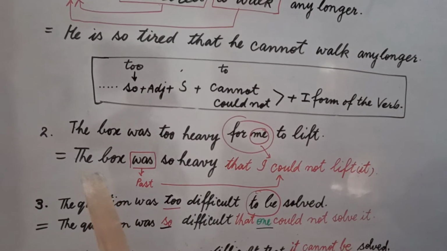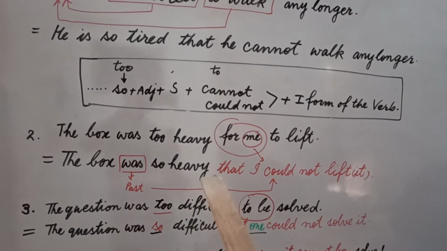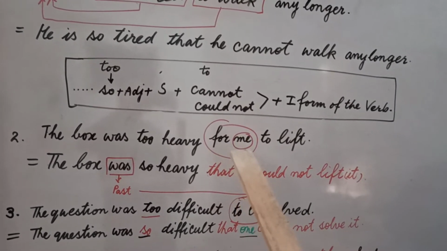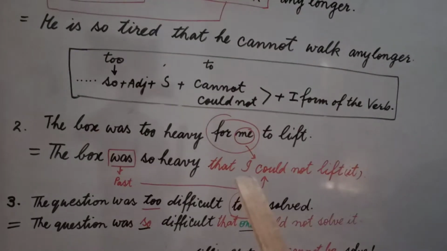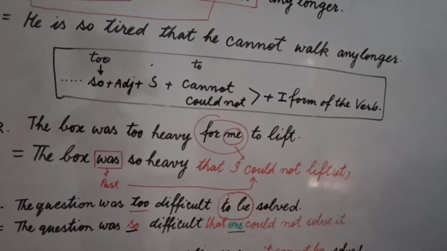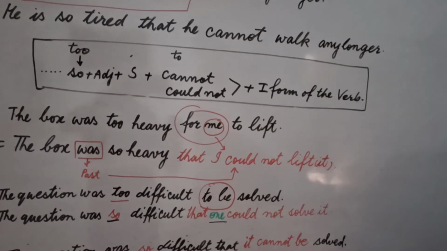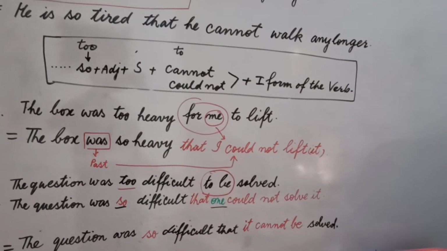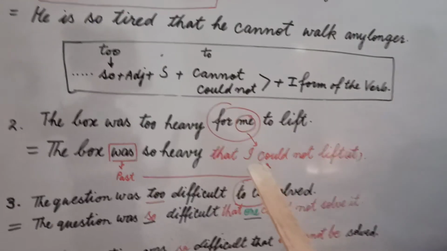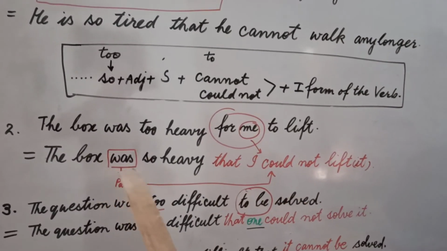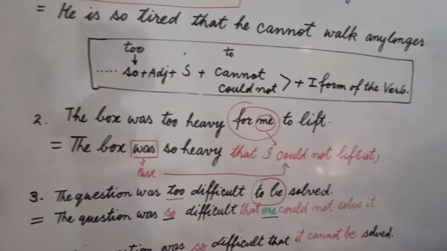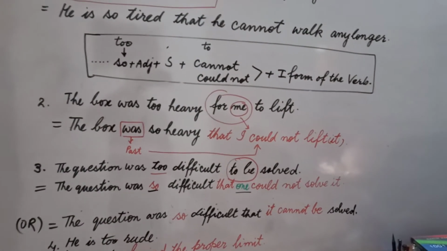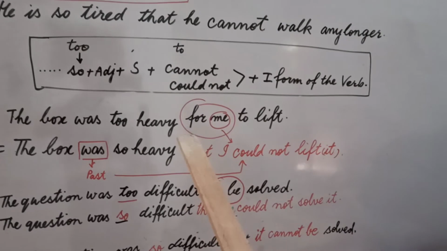Now let's see, the box was so heavy that I could not lift it. I change this objective form into nominative form, into subject, that is "me" into "I", because I have to write a subject here, and I wrote "could not". Why? Because this is past. Lift it. In this way you came to know how we change whenever we are given this pattern of "for me", "for him".